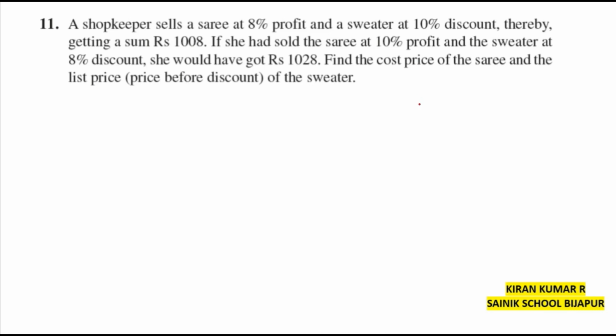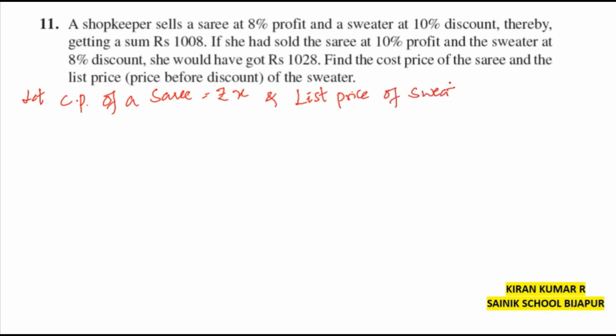Let me consider the cost price as rupees X and the list price of the sweater as, say, rupees Y. Let me mention it here. Let the cost price, I'll write it as CP, of a saree be rupees X and the list price of the sweater be rupees Y.